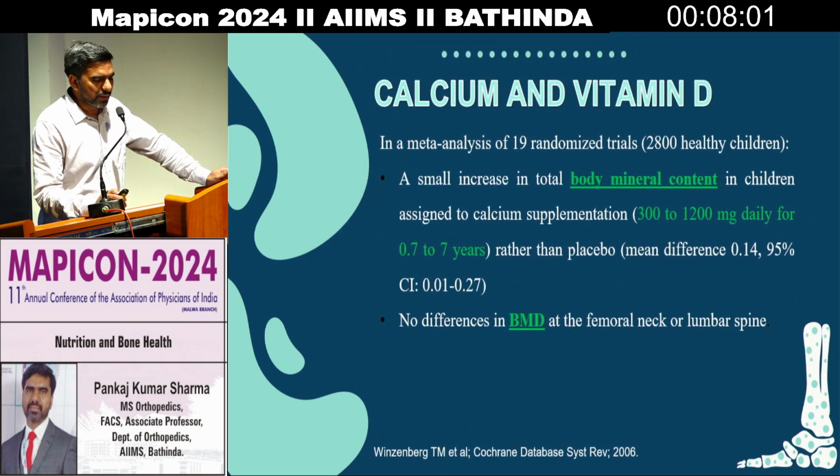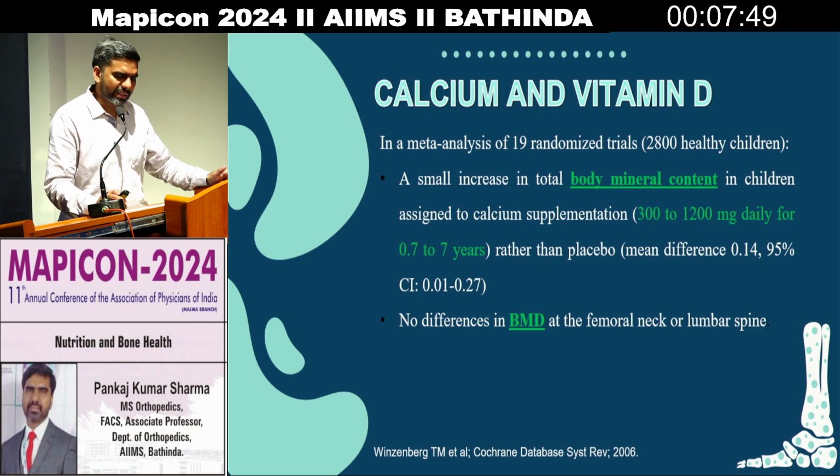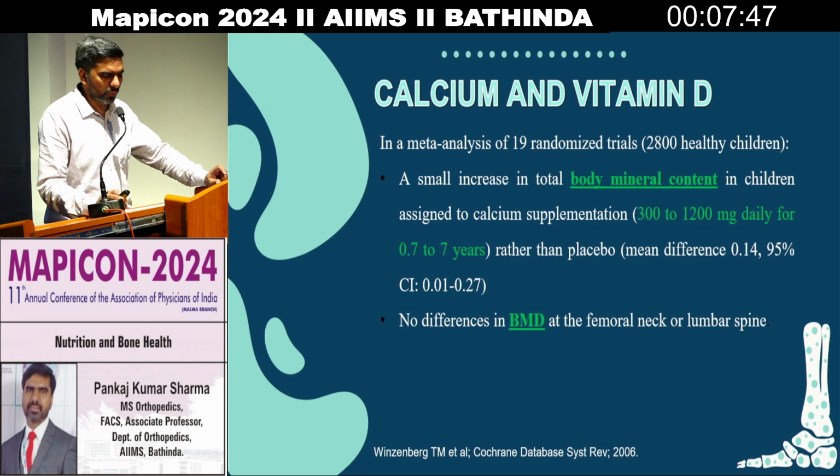Then the body mineral content in children and adults is different, so we have to take calcium and vitamin D separately for both. Some randomized trials evaluate these things. So the doses of calcium and vitamin D are different. It is a range.